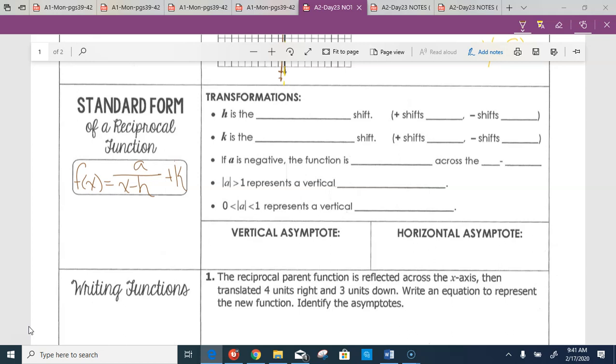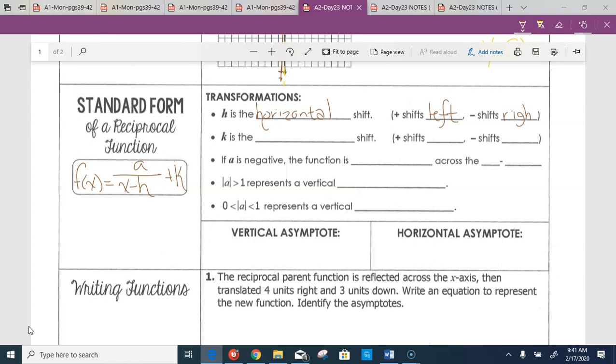This format should look familiar. H is the horizontal or sideways movement. And just like we had with other graphs, this one is the opposite. For example, if you have a positive number you're adding in the denominator, that's going to move your graph to the left. If you have a negative number in your denominator, or if you're subtracting a number, that's going to shift your graph to the right.